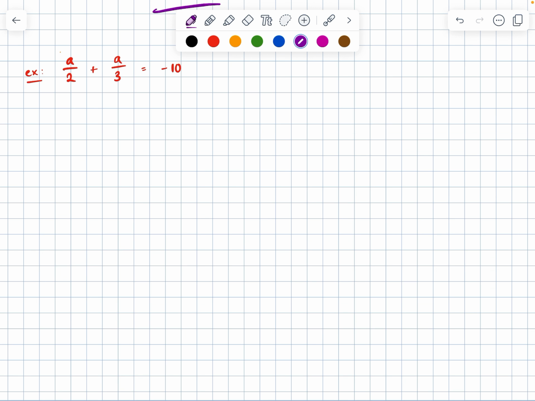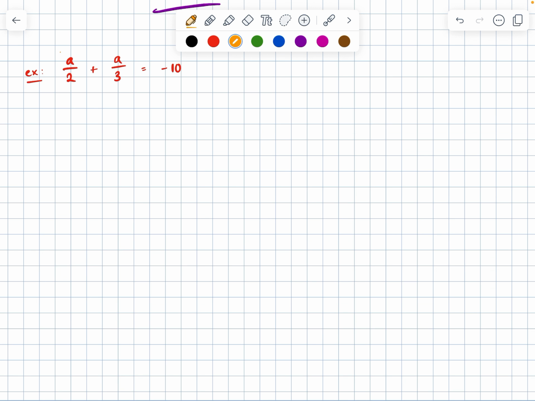So a over 2 plus a over 3 equals negative 10. Again, think of what your strategy is going to be. Think about what choice you're going to make this look the way you want it to look. 10 seconds, game plan, go. Okay, you've got a game plan.